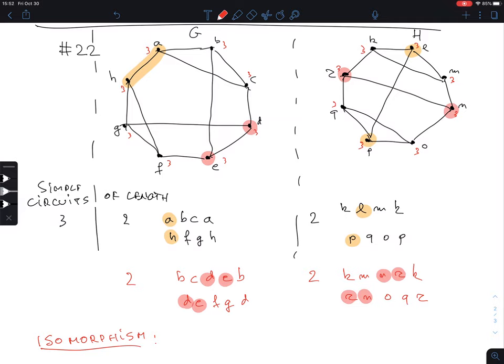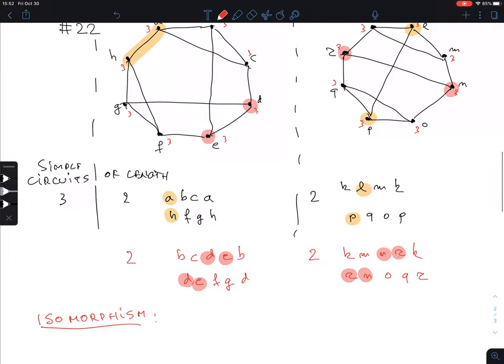You could try to count how many parts of length 5, length 6, and so on, and the answer is always going to come out the same. So we are already thinking that perhaps there is an isomorphism here. And if there is an isomorphism, or a correspondence if you like that word better, then it tells me something. A should correspond to either L or P.